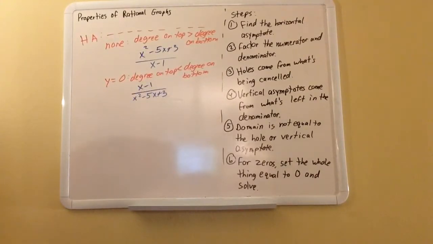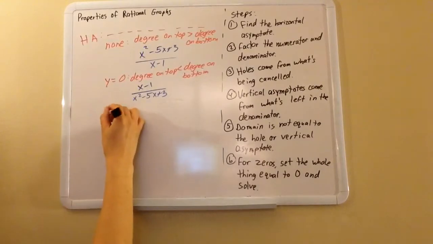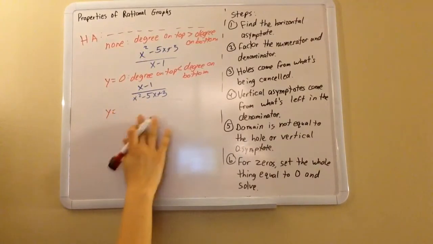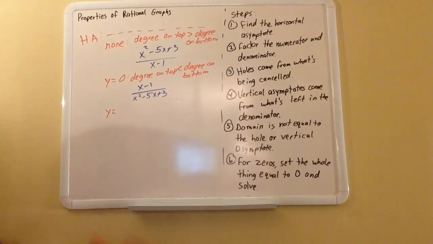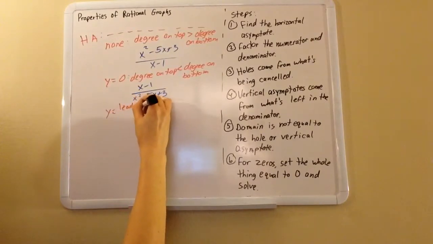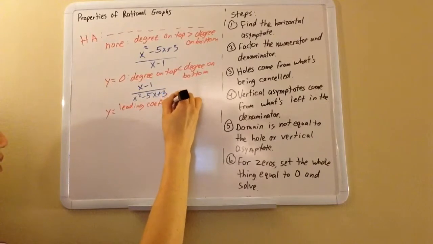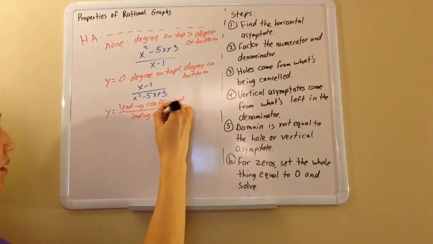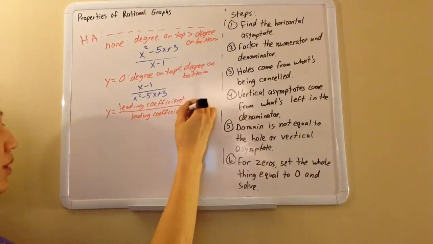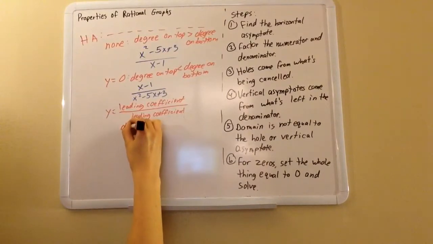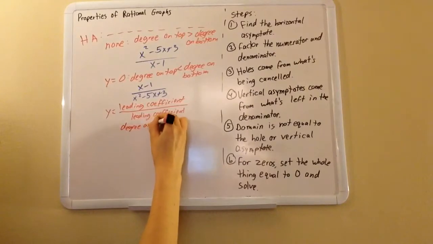And then there's one last situation. It's y equals a number. Let me make this a little more clear. Y equals the two leading coefficients divided by each other, so leading coefficient divided by leading coefficient, because we're dividing the first leading coefficients on the top and on the bottom. This is the third situation, where the degree on the top and the degree on the bottom are the same. They're equal.